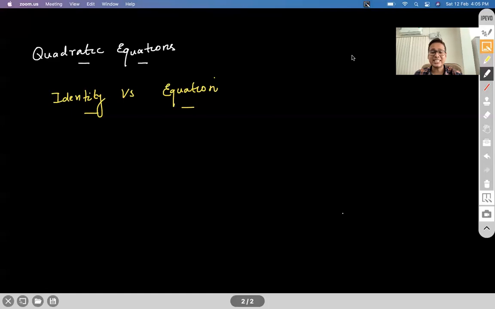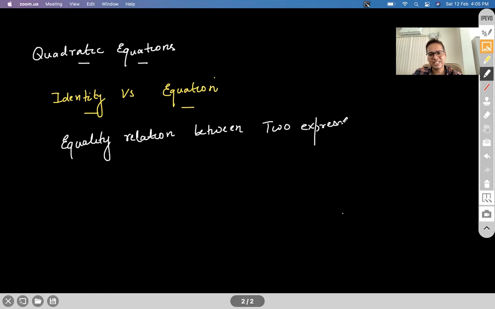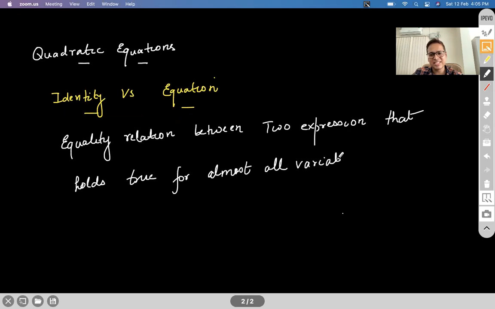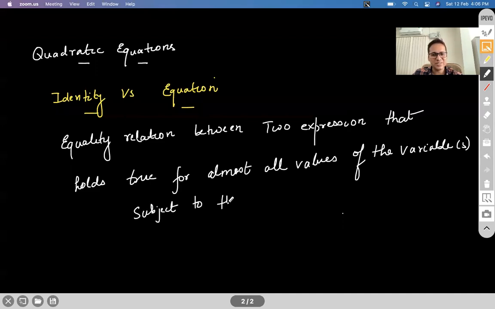Okay. Yes, exactly. So identity is what? Identity is basically an equality relation between two expressions that holds true for almost all values of the variable or variables, subject to the validity of the expression.